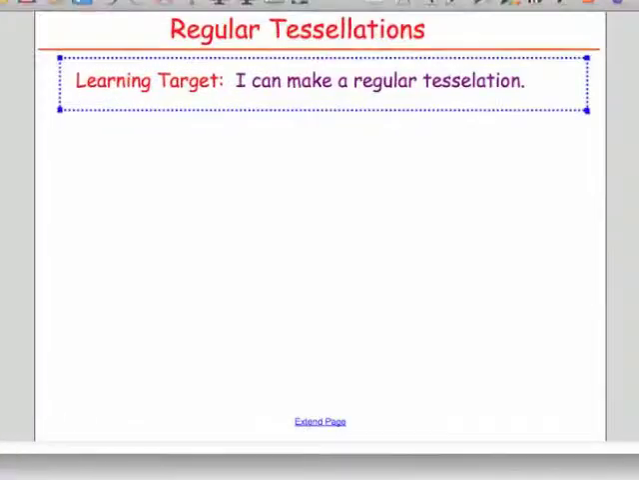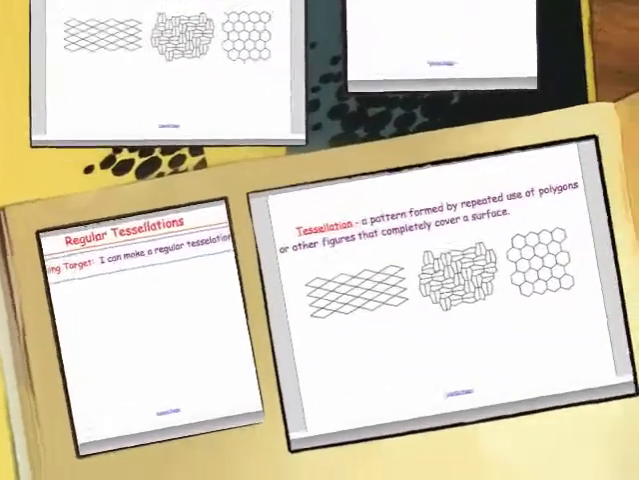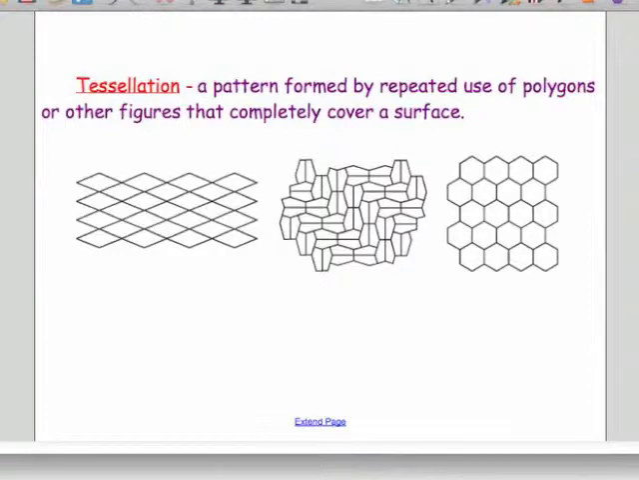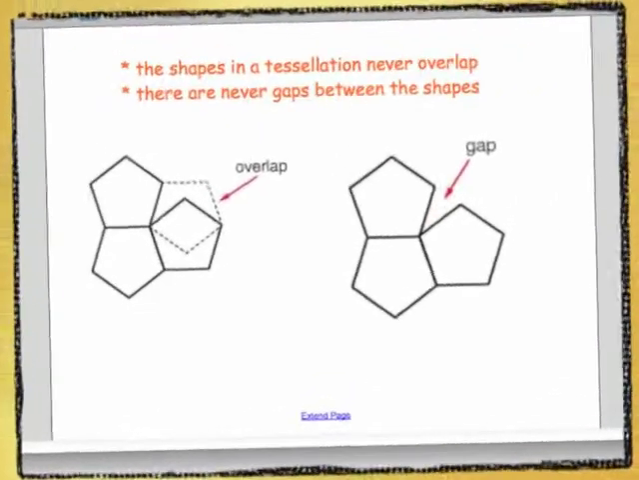All right, today, boys and girls, your learning target is I can make a regular tessellation. So we're going to learn what tessellations are, and we're going to practice making them. I think you'll have a lot of fun. A tessellation is a pattern formed by repeated use of polygons or other figures that completely cover a surface.